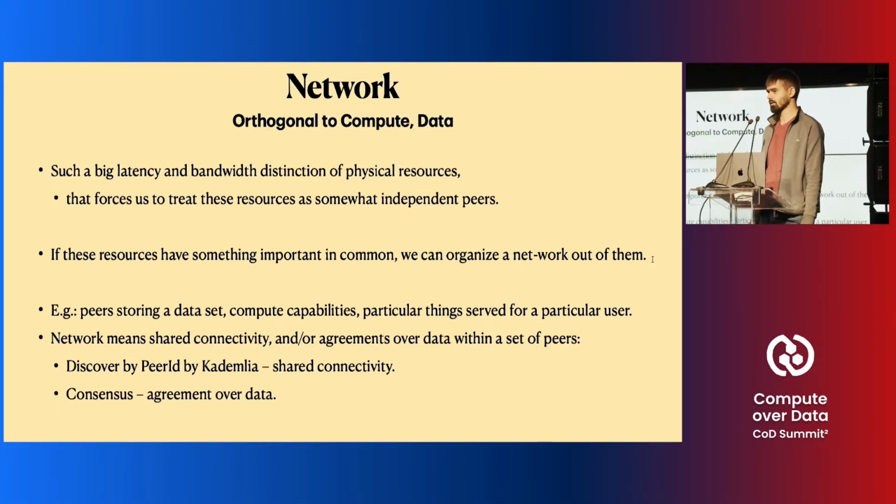For example, all the providers of a particular file for a given CID on the IPFS network, effectively, they also form a kind of a network by this attribute. And basically, network means shared connectivity and/or agreements over data within a set of peers. So either you can find the route over the network, and that means that it is a network. For example, if you can get a peer by peer ID by Kademlia, it's mainly about shared connectivity. Or we have some agreement over data, like consensus. All the different kinds of consensus, including eventual, weak consensus, strong consensus, any type. It's about agreement over data, that all the peers will probably share or be capable to yield some particular data that conforms to some invariants.